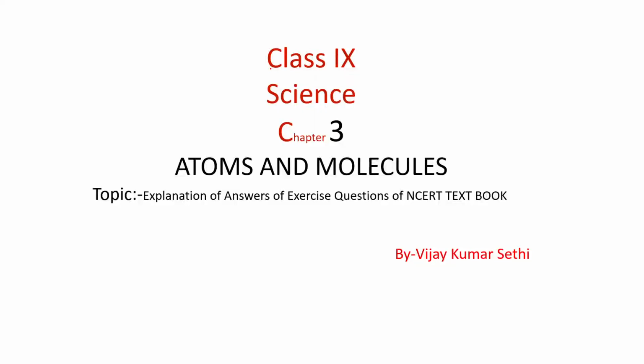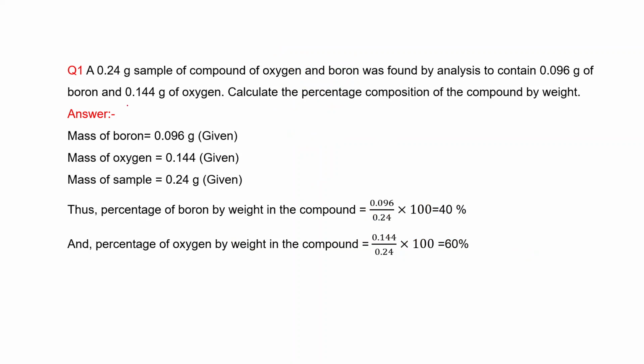Class 9 Science, Chapter 3, Atoms and Molecules, and in this video I am going to explain answers of exercise questions of NCERT textbook. Question number 1. A 0.24 gram sample of compound of oxygen and boron was found by analysis to contain 0.096 gram of boron and 0.144 gram of oxygen. Calculate the percentage composition of the compound by weight. Percentage means out of 100.